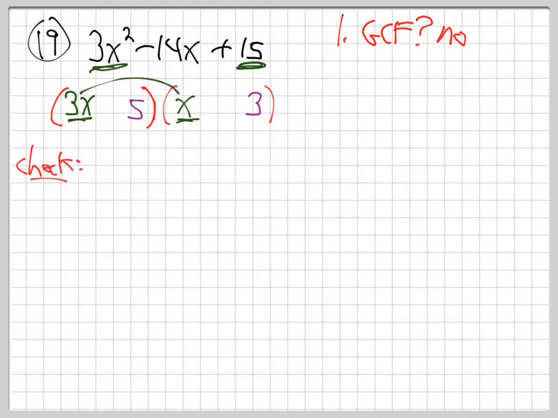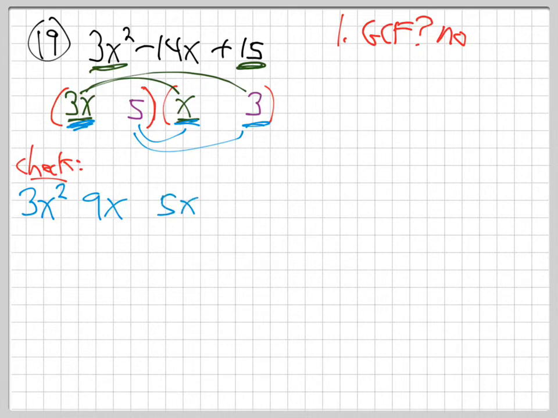So this first goes to both, and we get 3x times x, 3x squared, 3x times 3, 9x. The 5 goes to both, 5x, and 5 times 3, 15. Now, can they make the middle? Remember, the sign in the middle goes on the bigger of these two middle ones. Who's bigger, the 9? Okay, now the other one, the smaller one, can be plus or minus, depending on what it needs to make the middle correctly.